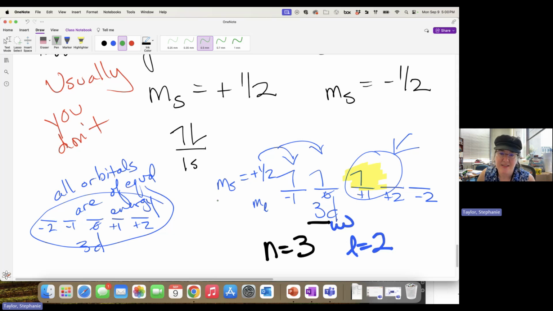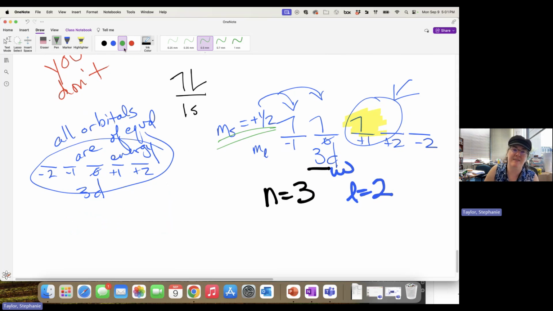Now in this case, in the problem I said we're going to say you have information on m sub s. That means that since this highlighted electron has to have the same spin as the other electrons, you therefore know what the spin is. But that's actually the only way that you would know.